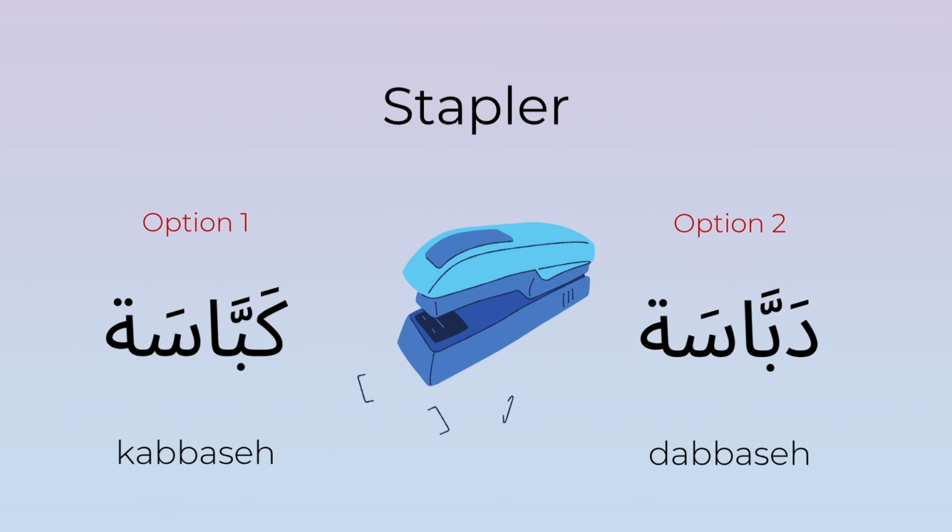Stapler. There's two ways to say this in colloquial Levantine Arabic. The first one is gabbase. Option number 2 is dabbase. And as you can see, they follow a pretty similar pattern, with exception to the first letter.